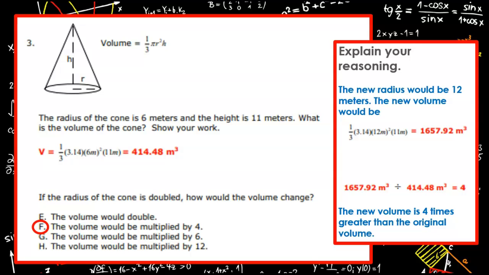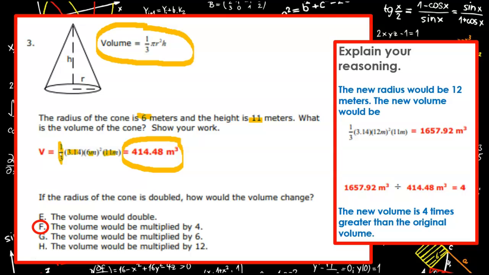All right, so our volume formula is given to us. Volume of a cone is 1/3 times pi times radius squared times height. So we've got 1/3 times pi times our radius is 6, and our height is 11. Plug that all into your calculator. The volume of the cone is 414.48 cubic meters. All right, and now I want you to think very carefully about this other question. If the radius of the cone is doubled, how would the volume change?